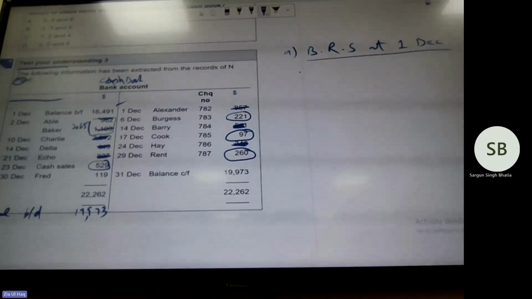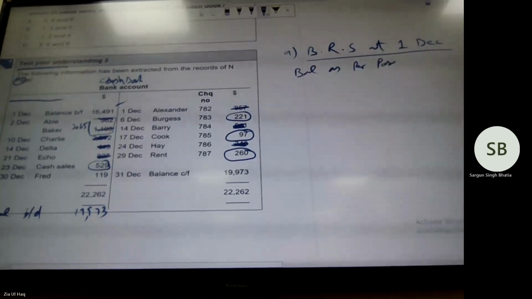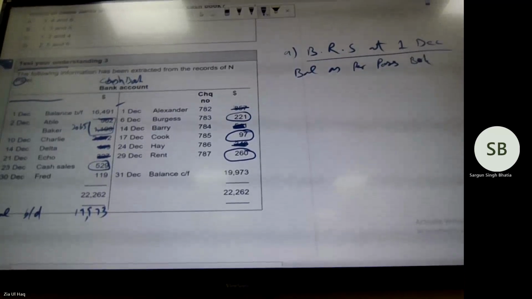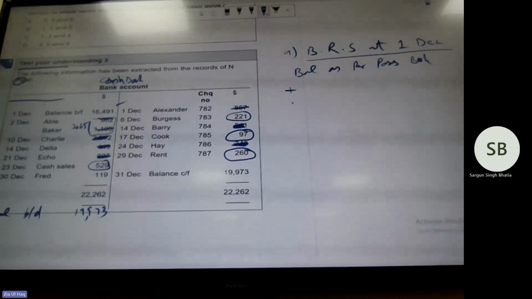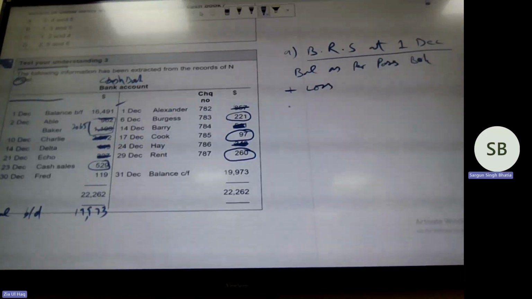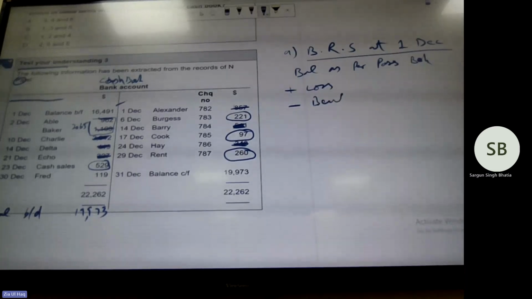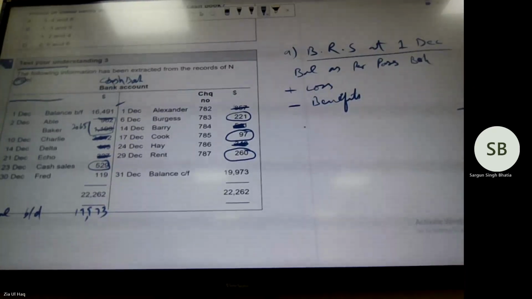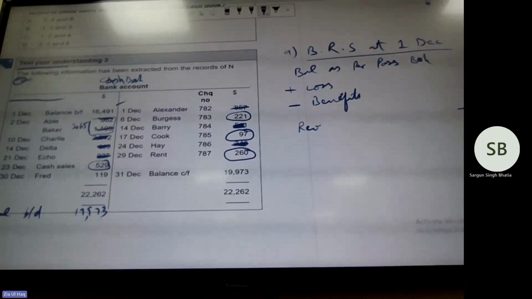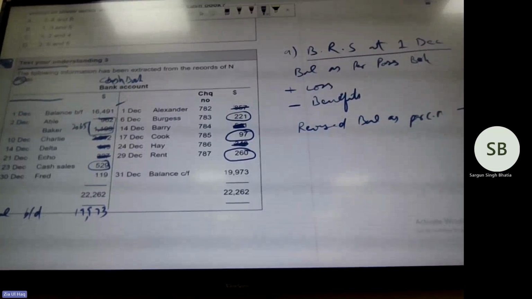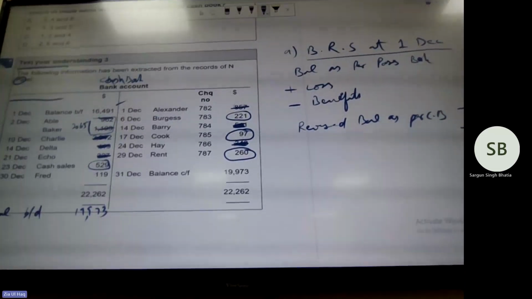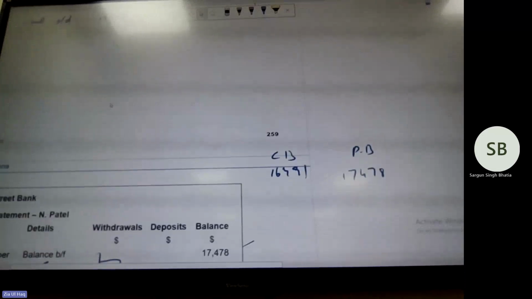How do we prepare a bank reconciliation statement? Balance as per passbook. We add what? Benefit or loss? Loss, and we subtract benefits. And we arrive at the revised balance as per cash book. What is the balance as per passbook?